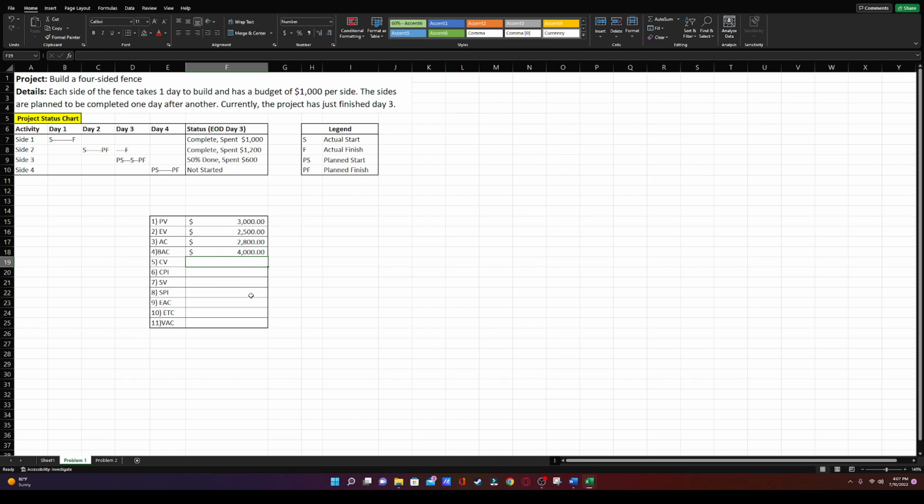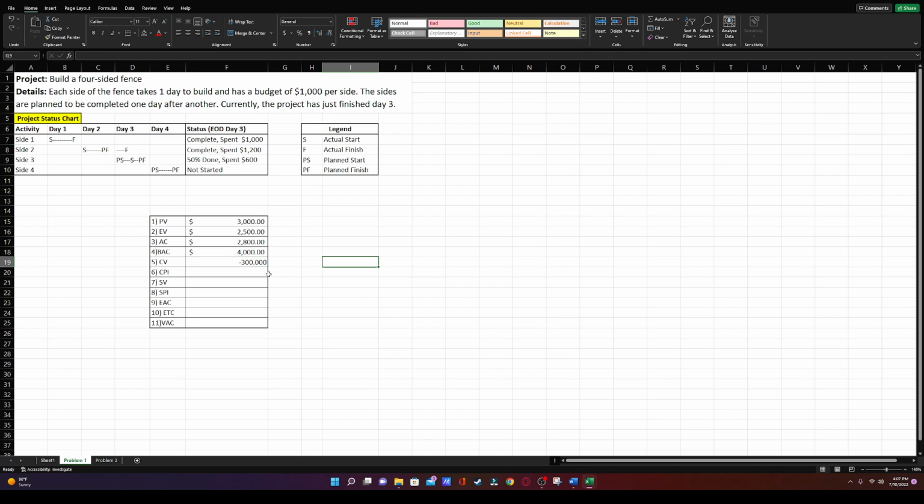Our cost variance is going to be the dollar amount by which our earned value minus our actual cost is. So EV minus AC. And we'll actually write this in rather than reference the actual cells. It's a little easier if you're doing it for an assignment to reference the actual cells, but it's always good to write it out too. So we have negative $300.